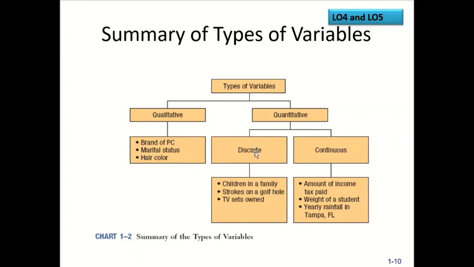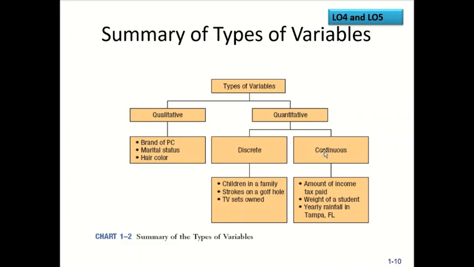Examples of discrete quantitative variables are the number of children in a family, the number of members in a family, the number of students in a class, the number of strokes on a golf hole, or the number of TV sets owned by a particular family. All these are examples of discrete quantitative variables, where the number will be a whole number, 1, 2, 3, 4, 5, 6, but never in between like 1.2 or 1.3.